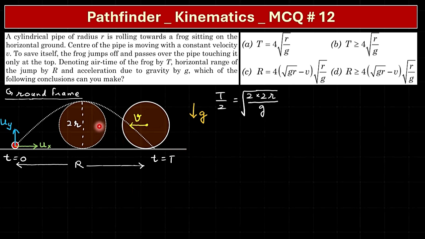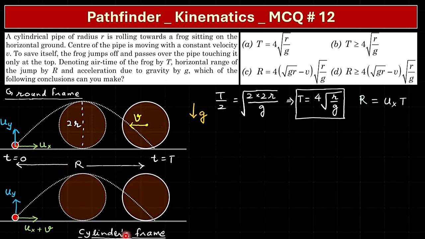So from here to here the time of motion is T by 2, and that T by 2 is the square root of 2h by g, where h is 2r. Simplifying this, we get T is equal to 4 square root of r by g, and that would be this equation. And obviously R would be ux into T.